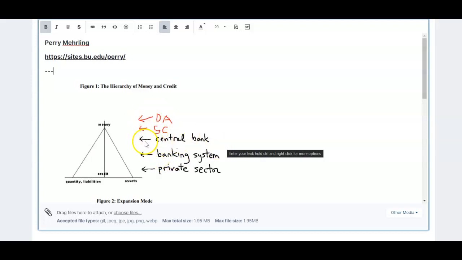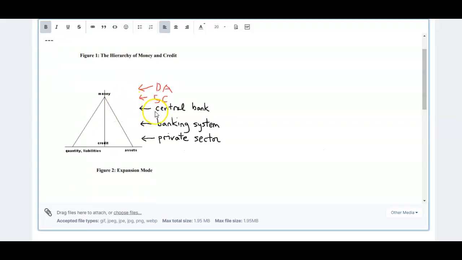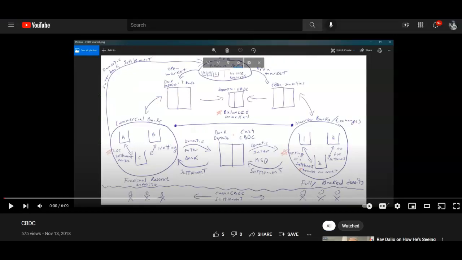In his world, forget these red letters, I added that. In his world, your central bank is money. This is the peak of money. Then you've got the banking system somewhere in here, and then you've got the private sector. So the key is that money is effectively a liability on the central bank's balance sheet. The banking system is kind of your reserve accounts that the commercial banks have.